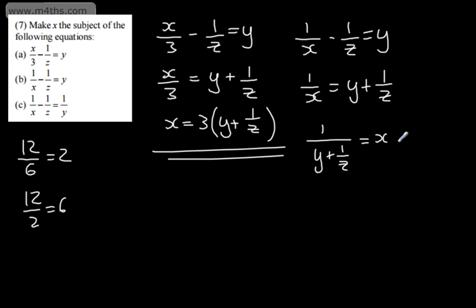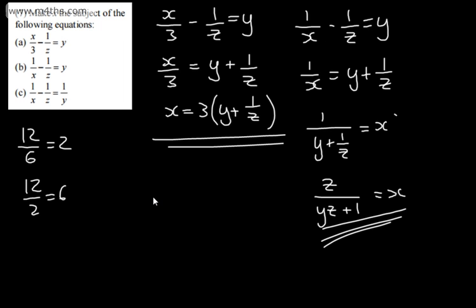and x is now the subject. I've multiplied both sides by x, divided both sides by the quantity y plus 1 over z. At this stage, you might want to tidy this up by multiplying through this equation by z, and that would give z over yz plus 1 is equal to x. Entirely up to you. Right, okay, let's do the next one.